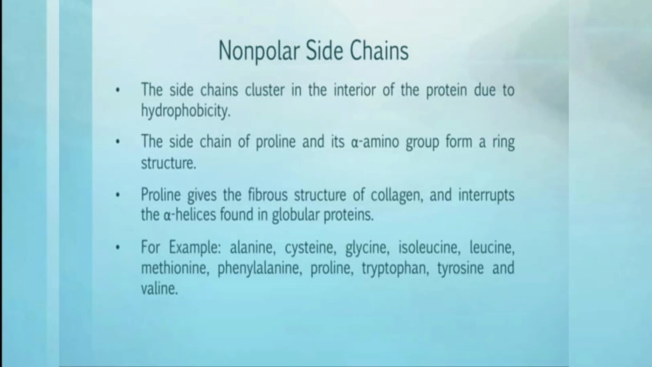Non-polar side chains. The side chains cluster in the interior of the protein due to hydrophobicity. The side chain of proline and its alpha amino group form a ring structure. Proline gives the fiber structure of collagen and interrupts the alpha helix found in globular proteins. For example, in non-polar side chains: alanine, cysteine, glycine, isoleucine, leucine, methionine, phenylalanine, proline, tryptophan, tyrosine, and valine.